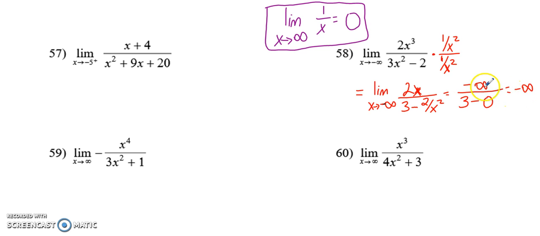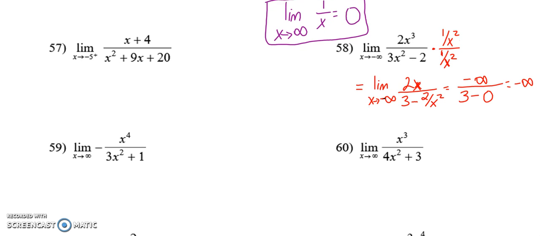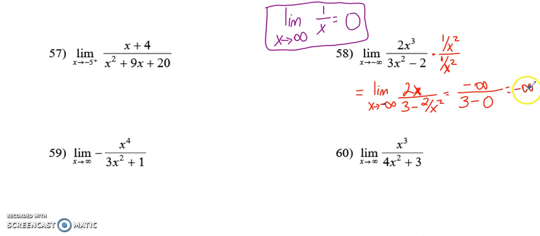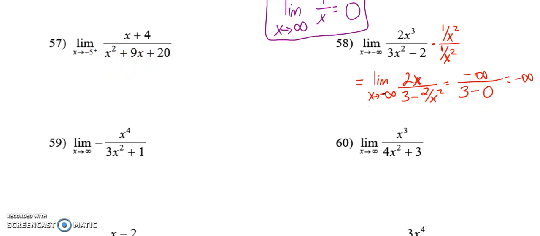So that's how these limits tie into what we had before. Okay? So if you remember those shortcuts from back then, the rational expressions, go ahead and use them. Again, that's as long as x goes to infinity. Let's look at 57. I just want to look at it a little differently because it is a one-sided limit.